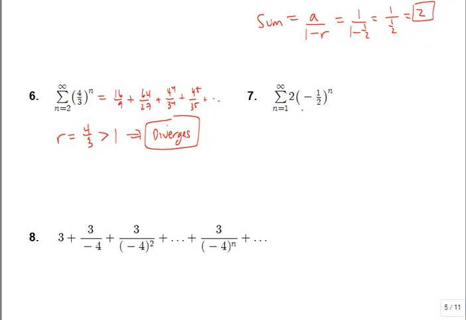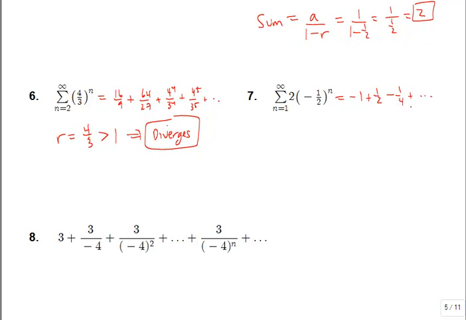All right, this next one here. Don't be confused by that 2. That's just affecting that very first term. So if n is 1, this would be 2 times negative a half, which is equal to negative 1. If n is 2, when we square this, it becomes a 1/4. 2 times a fourth is going to be a half. If n is 3, that's odd, so this will stay negative. We get negative 1/8 times 2 is negative 1/4.